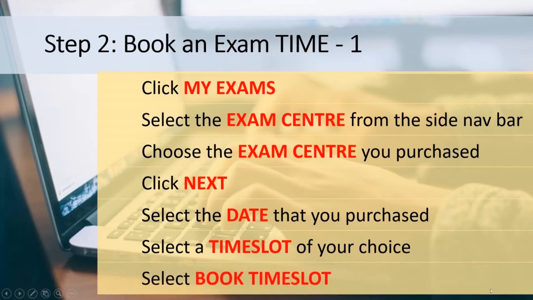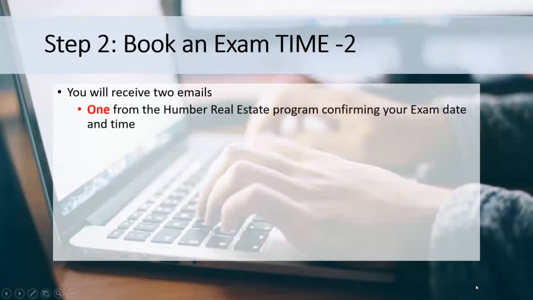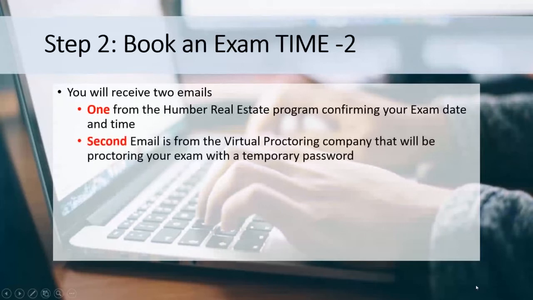The next thing is, obviously, if you like what you see on the screen, book a time slot, and that'll give you a specific time slot available for us. So once you do this, you'll get two emails. One is from Humber Real Estate Program. The second email is from the virtual proctoring company, the guys who are going to be monitoring you when you do all of your exam. But these guys, they send you a temporary password when you're doing this for the first time.